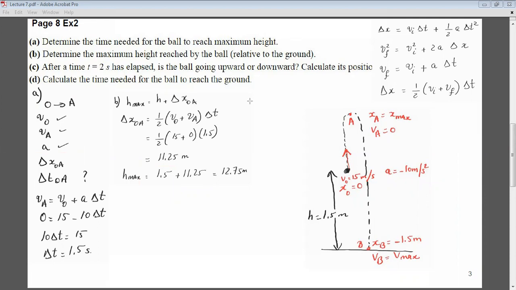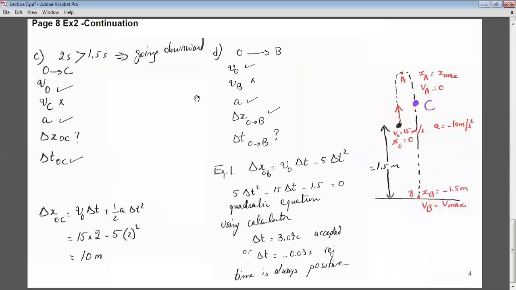Okay. Here I have to use common sense. I know that for the ball to reach A, it takes 1.5 seconds, and that's the maximum. So after time 2 seconds, where will the ball be? Will it be above OA, going upward, or will it be below OA? Below A, it will be going downward. Definitely, it should be going downward. So 2 seconds is greater than 1.5 seconds, implies going downward.